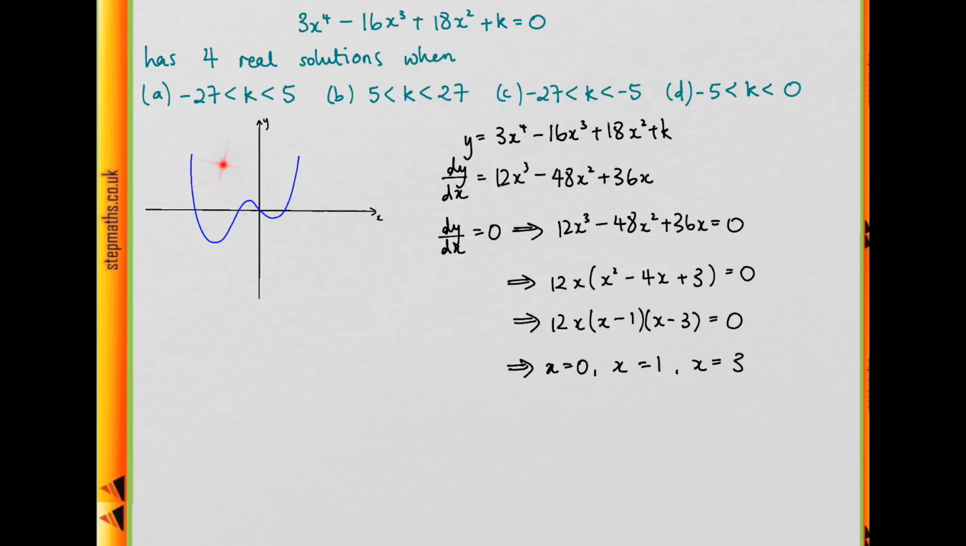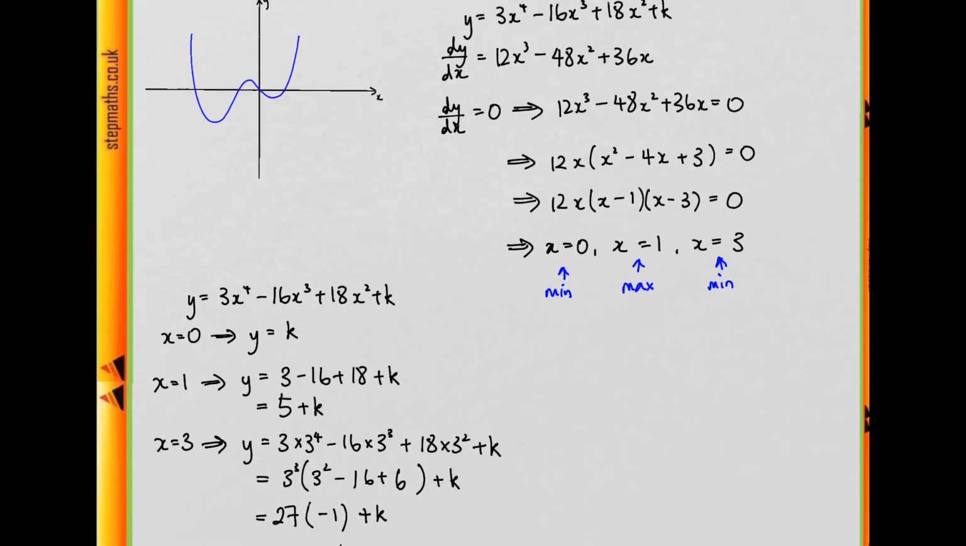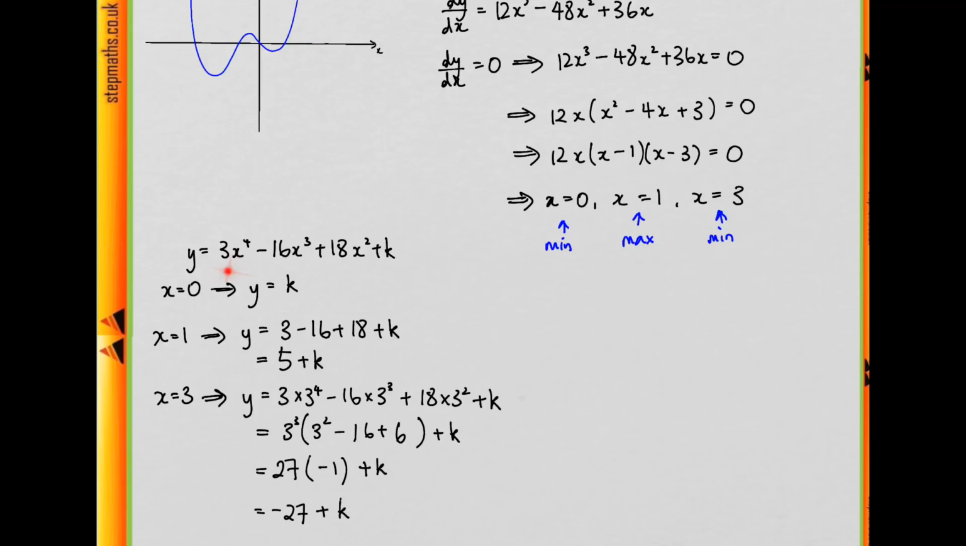And just by the shape of the graph, we can see that our minima are going to be at when x is 0 and 3, and x equals 1 is going to be our maximum, because it's the middle stationary point. Okay, so let's work out our y values at our stationary points. So when x is 0, then putting 0 into here, we just get k. And when x is 1, then we get 3 minus 16 plus 18, which is 5 plus k.